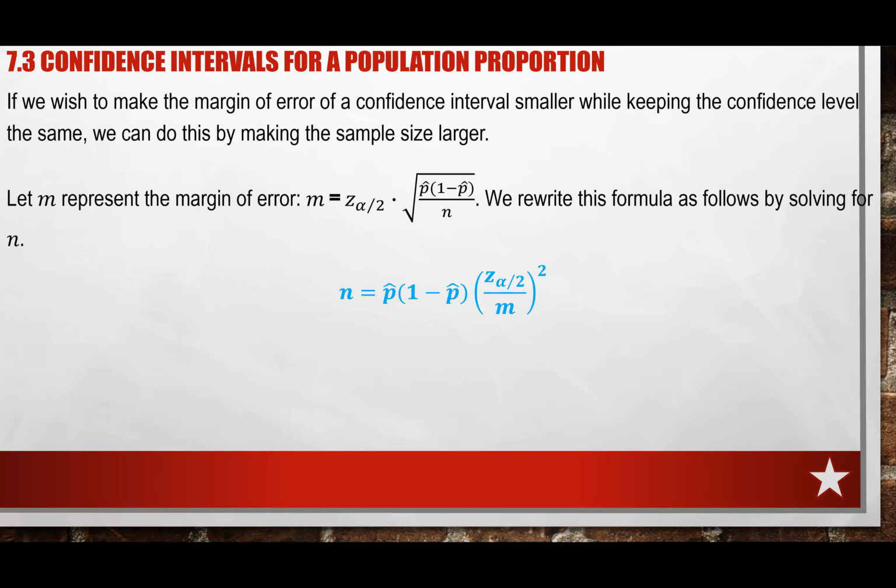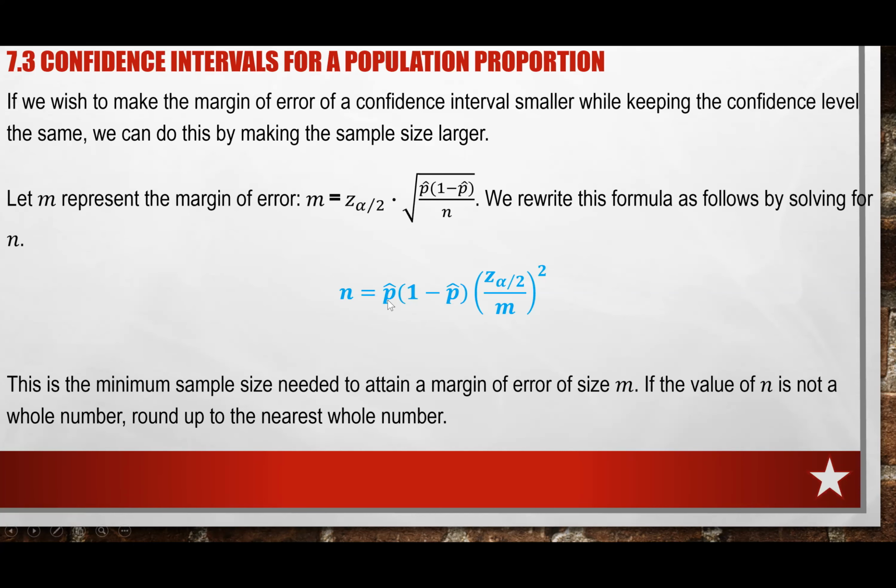And if we do the reverse operation, our algebraic reverse operation, you will see that n is equal to this item, which is p hat times 1 minus p hat, multiplied by the square of the z critical value divided by the margin of error. So in order for you to find n, what you need is the p hat, a critical value, which in this case, when we deal with a proportion, we go back to a z critical value, which is the bottom of the t distribution table, and then we need the margin of error. And if you have this, all you need to do is plug it in to this item.